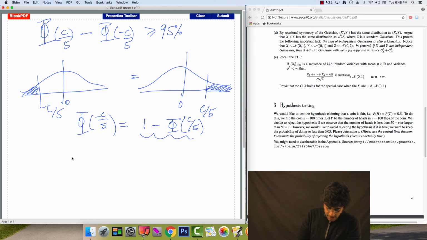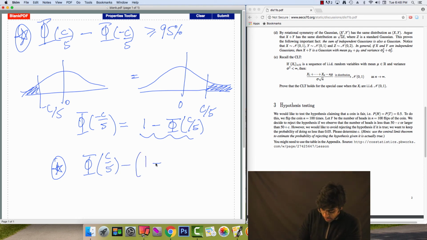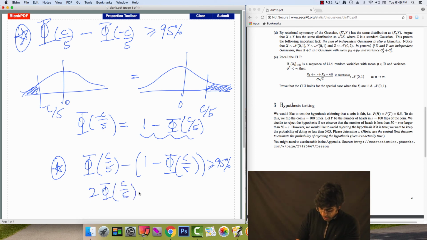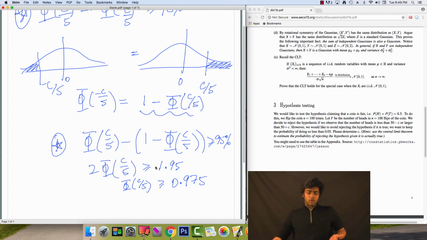Okay, now that this is there, I can simplify this equation, star, to now say phi of c over 5 minus (1 minus phi of c over 5) should be greater than or equal to 95%, which is the same thing as 2 times phi of c over 5 should be greater than or equal to 1.95, which is the same as phi of c over 5 should be greater than or equal to 0.975.